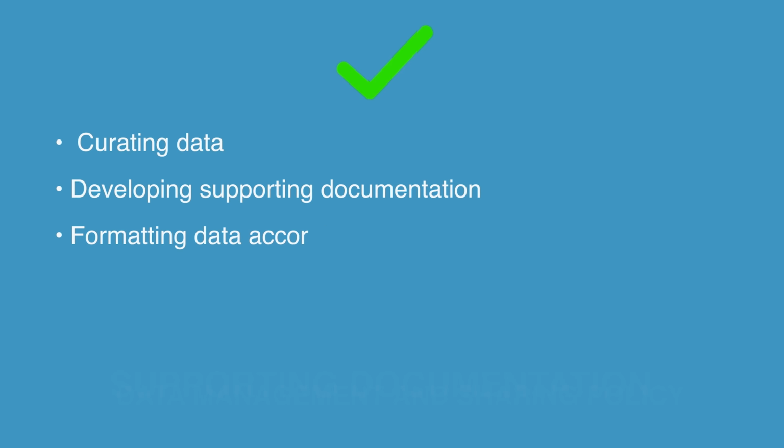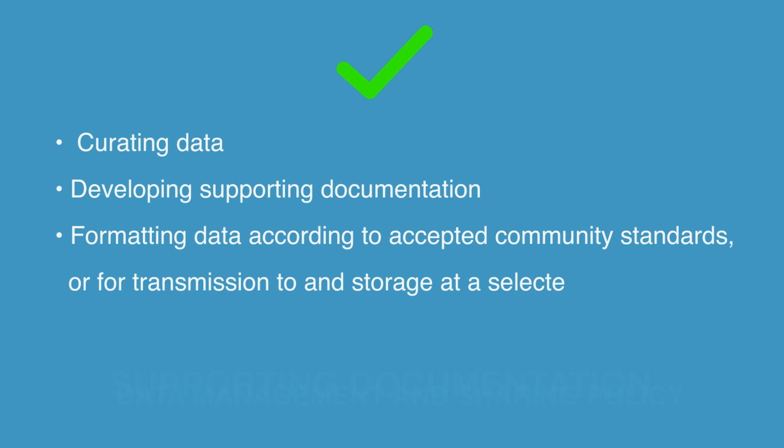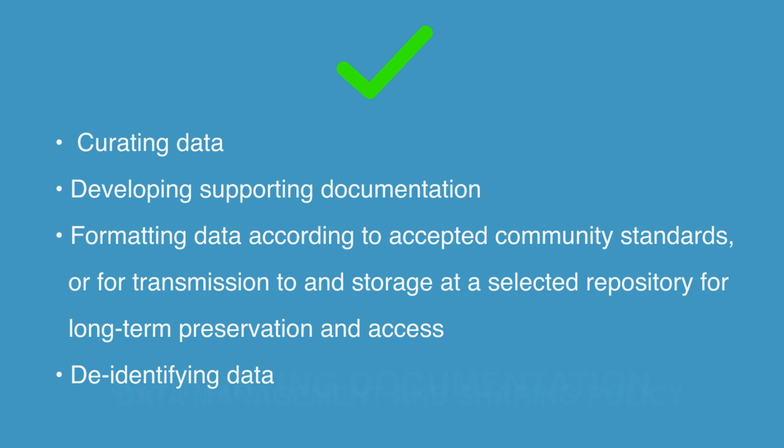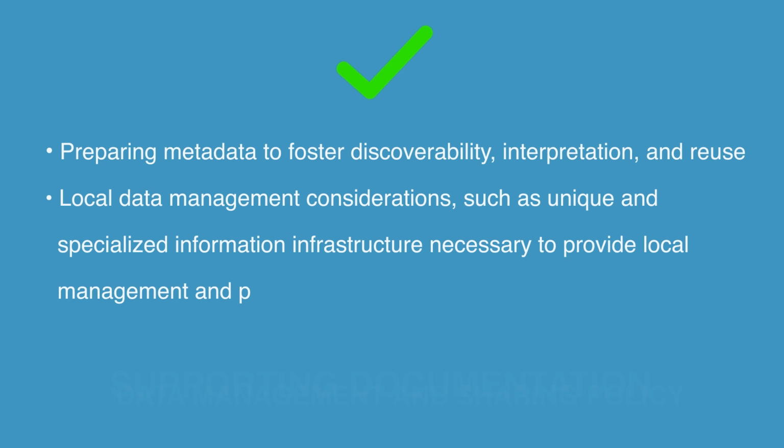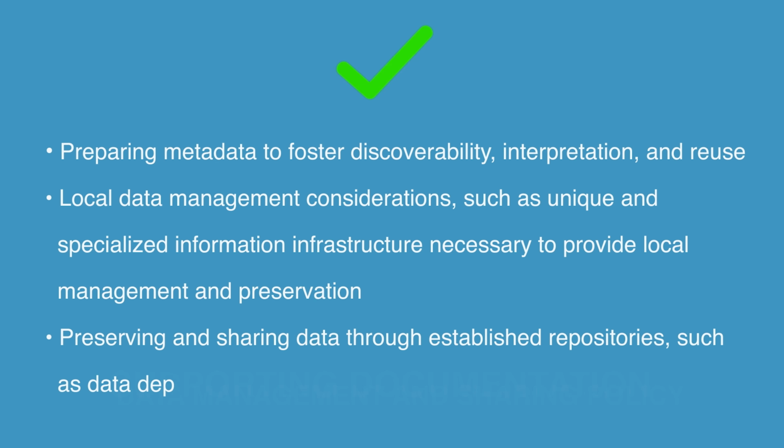storage. Here is a summary of the allowable budget items: curating data, developing supporting documentation, formatting data according to accepted community standards or for transmission to and storage at a selected repository for long-term preservation and access, de-identifying data, preparing metadata to foster discoverability, interpretation, and reuse, local data management considerations such as unique and specialized information infrastructure necessary to provide local management and preservation, and preserving and sharing data through established repositories such as data deposit fees.